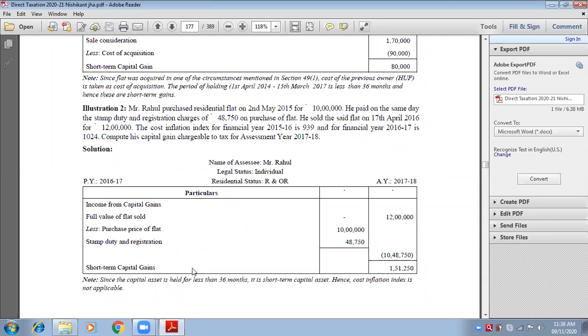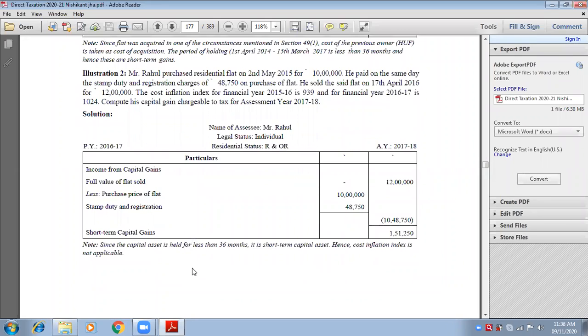Okay. So remember, you always have to write down a note. It is written in the question here also. Look at the screen: since the capital asset is held for less than 36 months, therefore it is a short-term capital asset. This note has to be written in the first question also.